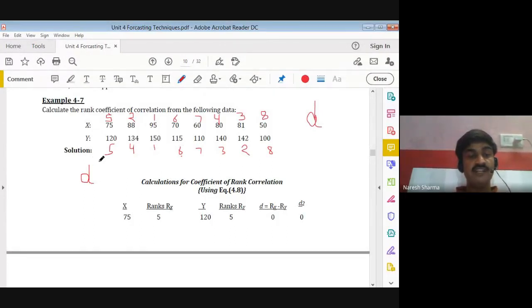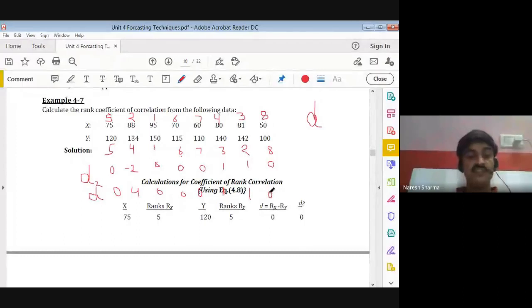So that means 5 minus 5 is 0, 2 minus 4 is minus 2, and 1 minus 1 is 0, 6 minus 6 is 0, 7 minus 7 is 0, 4 minus 1 is 1, 3 minus 1 is 1, 8 minus 8 is 0. Now take the square of this. Most values are 0 in this example. This is 0, 4, 0, 0, 0. We have the 1 here, 1 here, and 0 here.